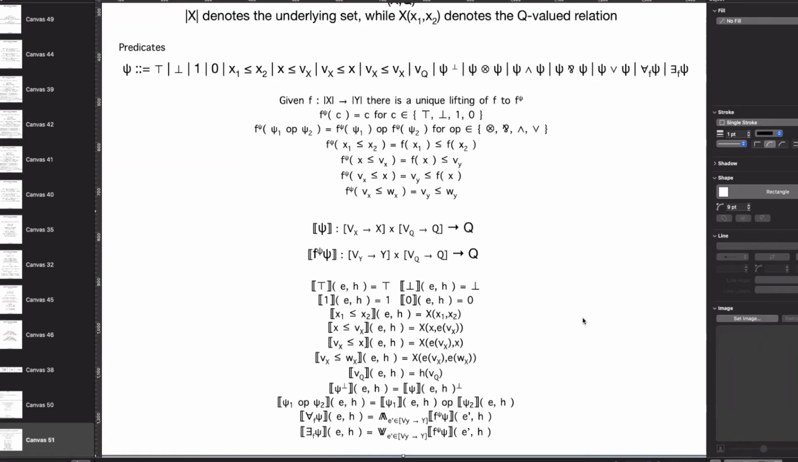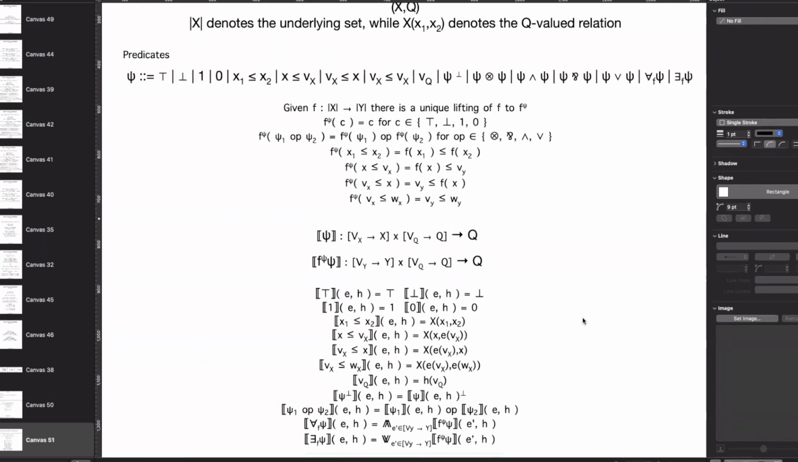Yeah, I see. So what we get from x1 less than x2 is exactly the Q value, or this relation in X. Yes, directly. We are picking this relation. Yes, correct. Oh, I see. Yeah.